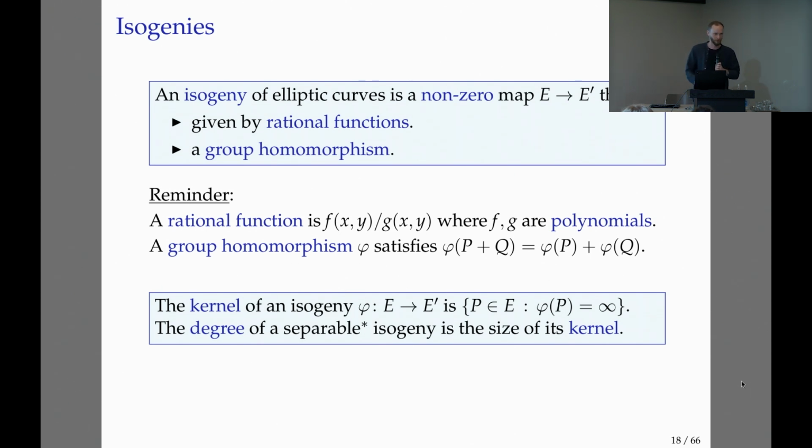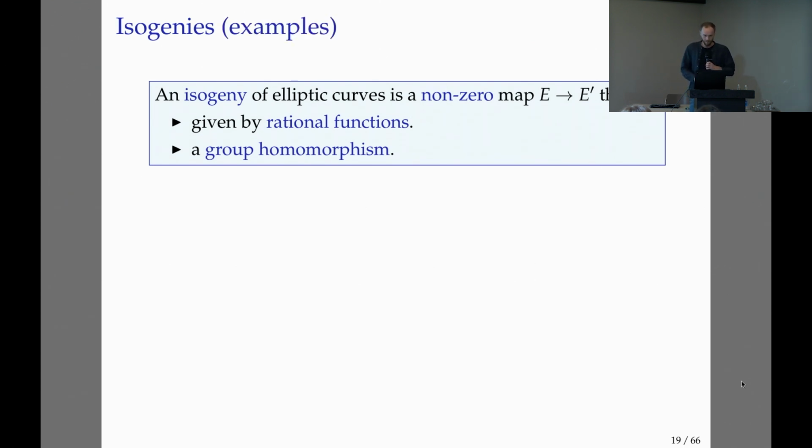It's morally true almost always, and there's one weird case where you have to think about it a little bit more. Okay, so in some sense this encodes how big the isogeny is. It's a measure of the algebraic complexity of the thing. How much space do you need to write it down? Okay, examples.